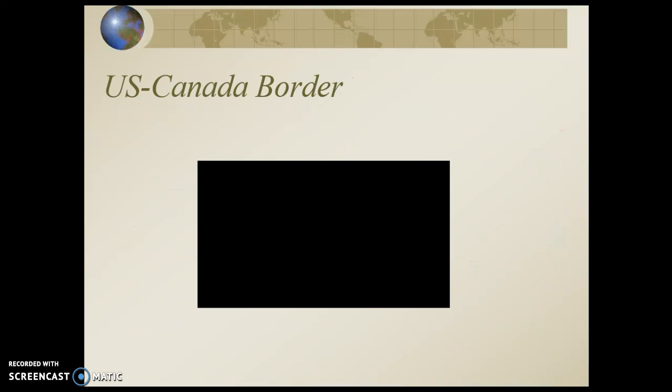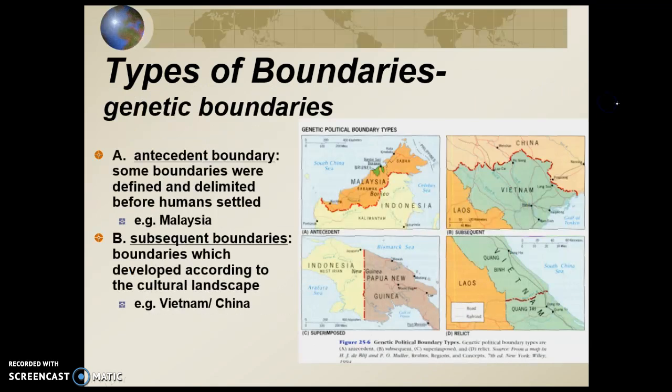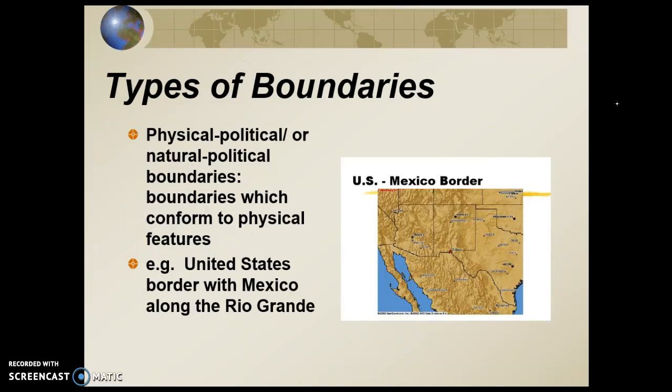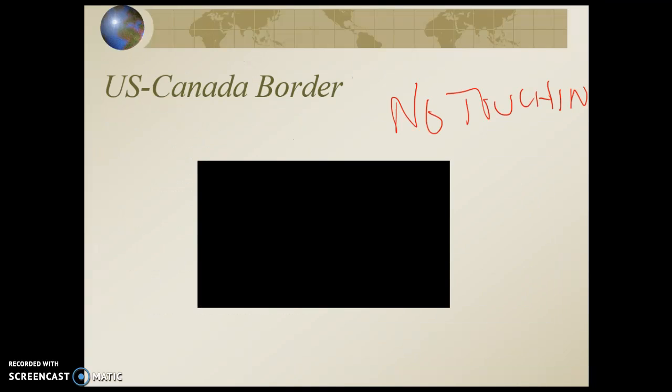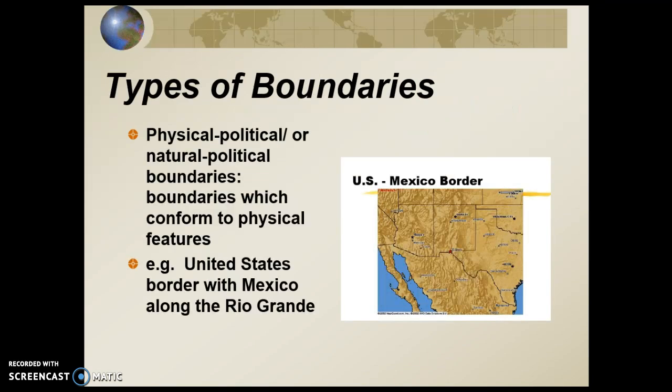Okay, real cool video on the U.S.-Canada border. If you just Google U.S.-Canada border, no touching zone, you'll get a pretty cool video on that about the U.S.-Canada border and some strange little enclaves and exclaves on both sides. So types of boundaries, there are physical political, or natural political boundaries.